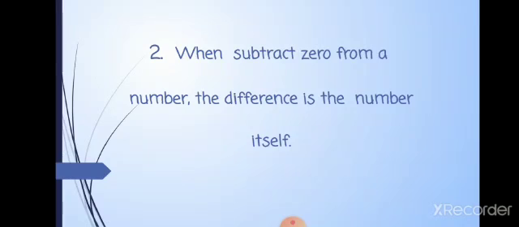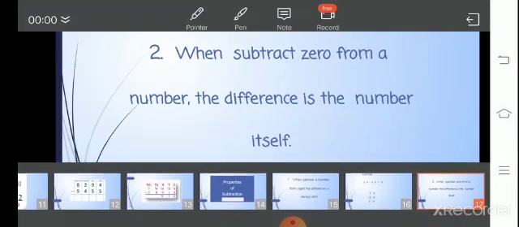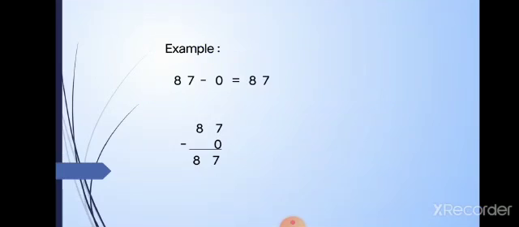Similarly, when you learn about addition properties, that is the 0 property of addition, which is when you add 0 to any number, the number remains same. Similarly, when you subtract 0 from any number, the answer remains the number itself. As you can see in the example, when you subtract 0 from 87, the answer remains the same, it's 87.